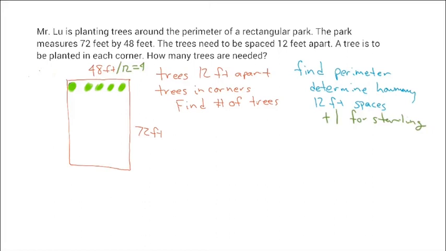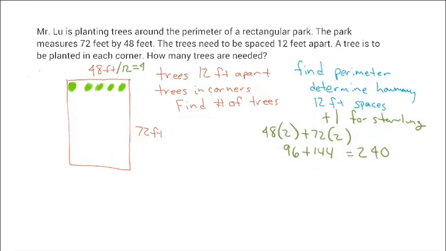Okay, so what I can do is I can do that. If I were to do the whole perimeter thing, I'm going to do 48 times 2 plus 72 times 2, which is 96 plus 144, which is equal to 240. I need 240 feet of trees.